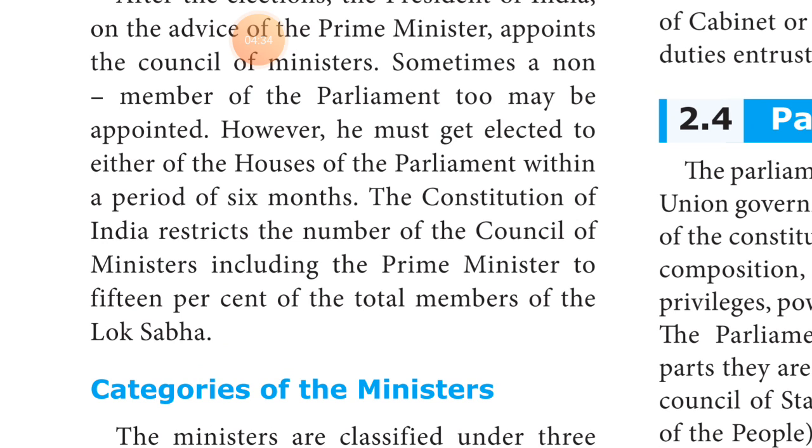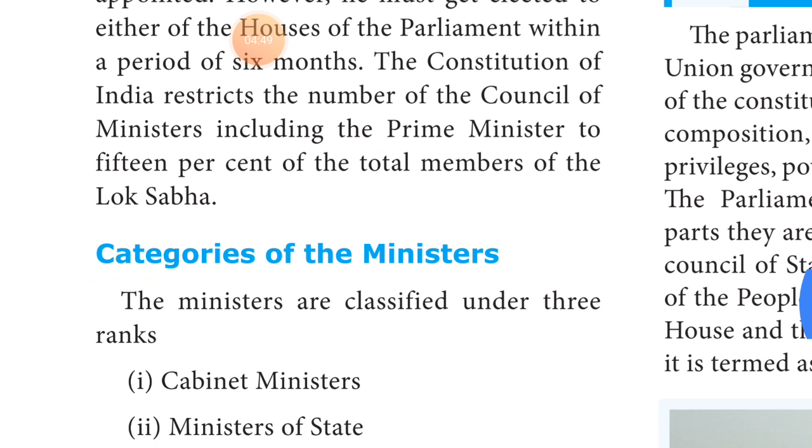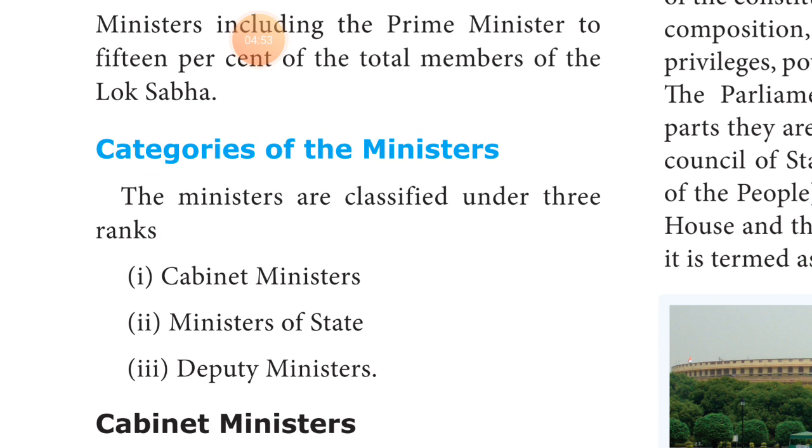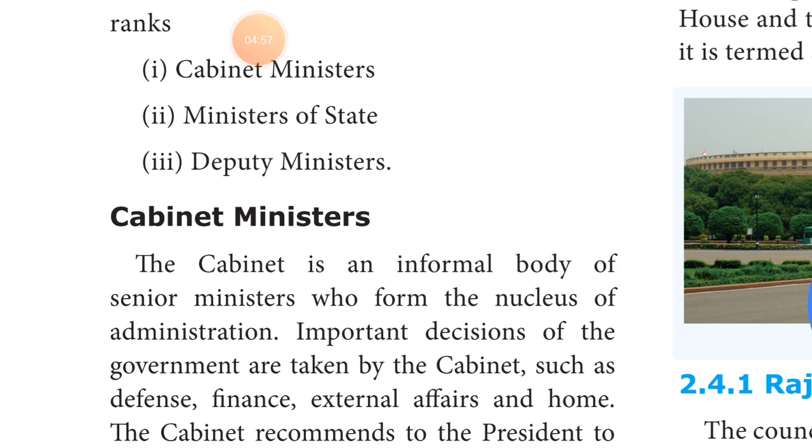Okay, I understand, students. What is the topic? Council of Ministers. Who appoints the Council of Ministers? What is the term of the Council of Ministers? 5 years. How many categories of ministers? 3 categories. First category, Cabinet Minister. Second category, Minister of State. Third category, Deputy Ministers. Now, one by one I will explain each category. First, the cabinet minister.